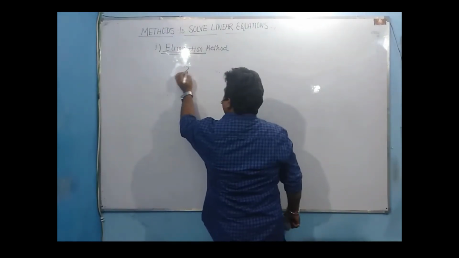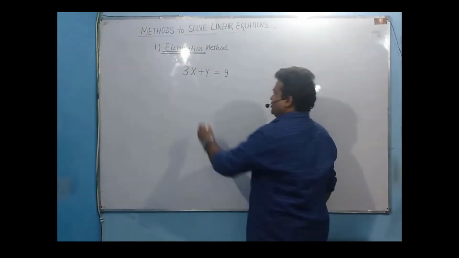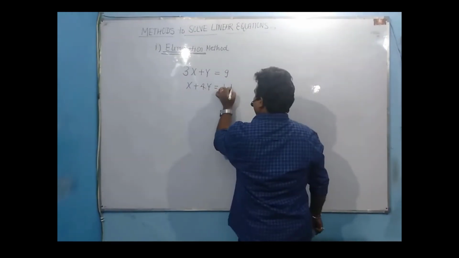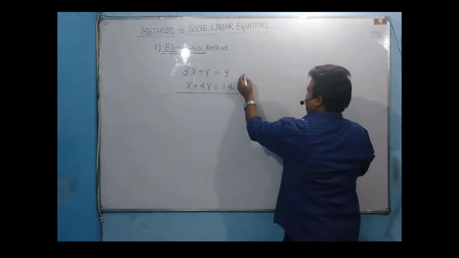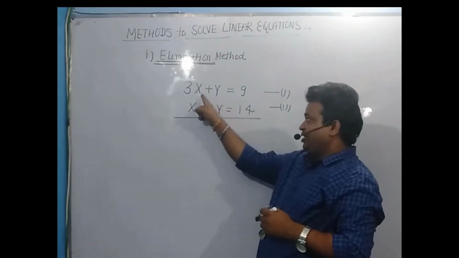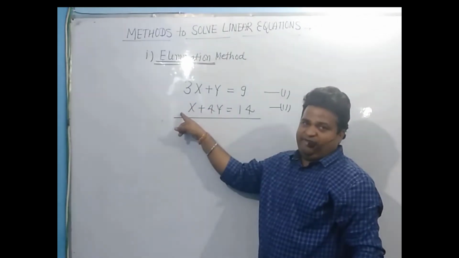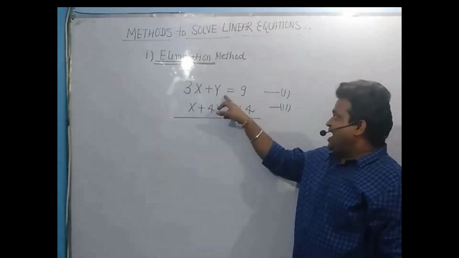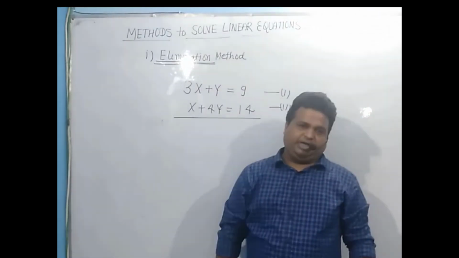In the second question, for example, 3x plus y is equal to 9, and the second equation is x plus 4y is equal to 14. Now none of equation 1 and equation 2 have a similar coefficient of variable. Here the coefficient of x is 3, here the coefficient of x is 1. There is no similarity, the coefficients are not equal. The coefficient of y is 1, here the coefficient is 4, not equal.